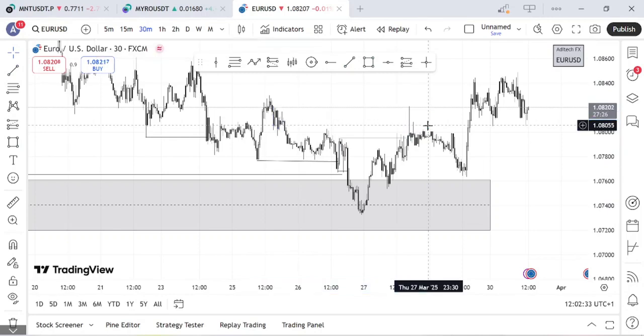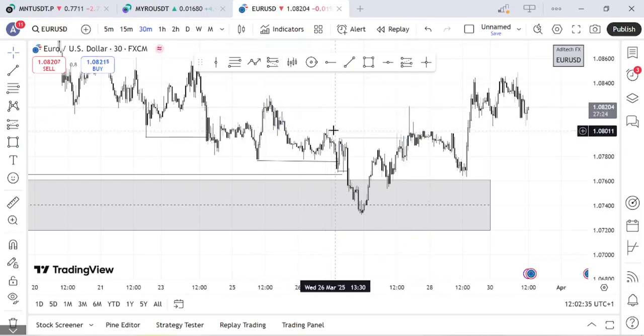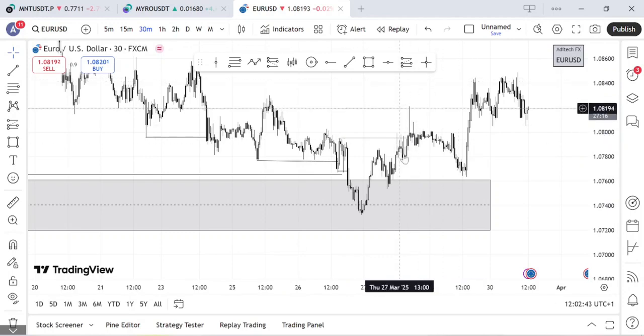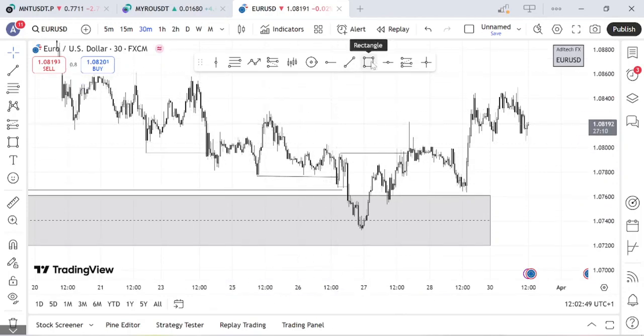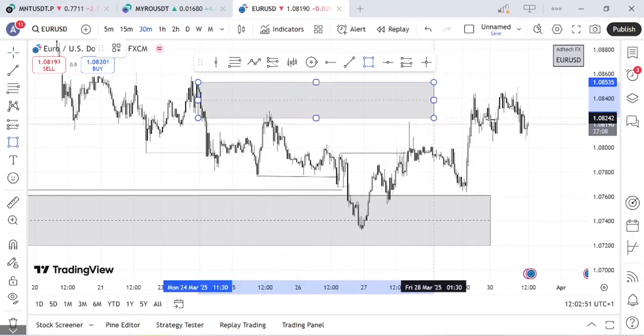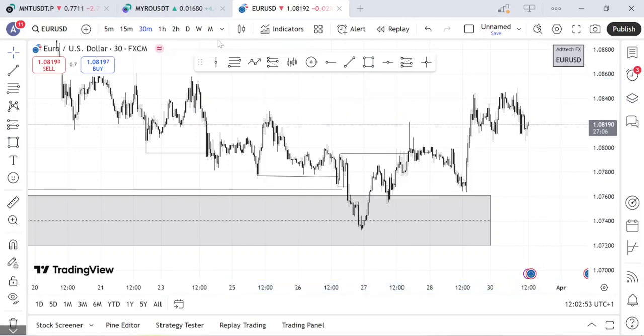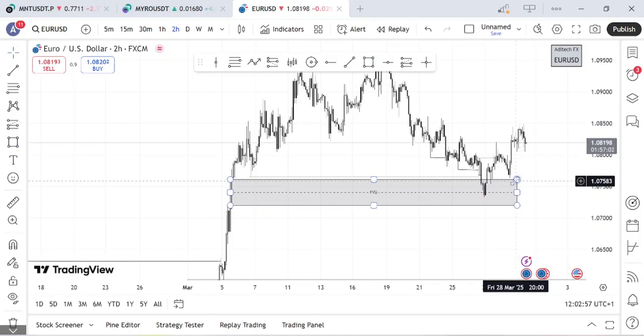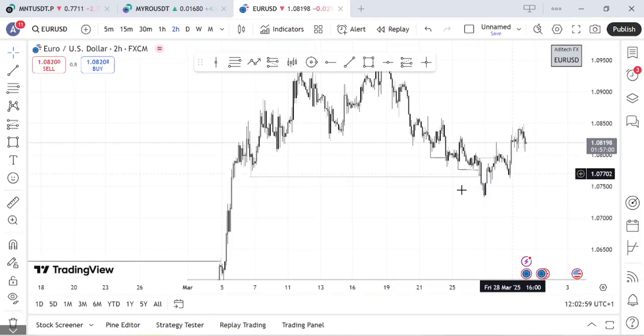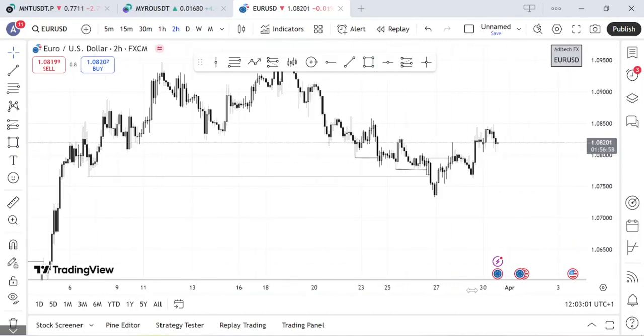Price went to tap into this zone, and this is a liquidity right here. When price shifted structure, this is a liquidity. Price swept liquidity. Anytime price shifts structure and goes to clear opposite buy side liquidity, it is not a valid market structure shift. As you can see, price can continue to buy to sell from this level. Now let's see if we can find a selling opportunity. So deleting this fair value gap right now because it's not a valid point to buy.